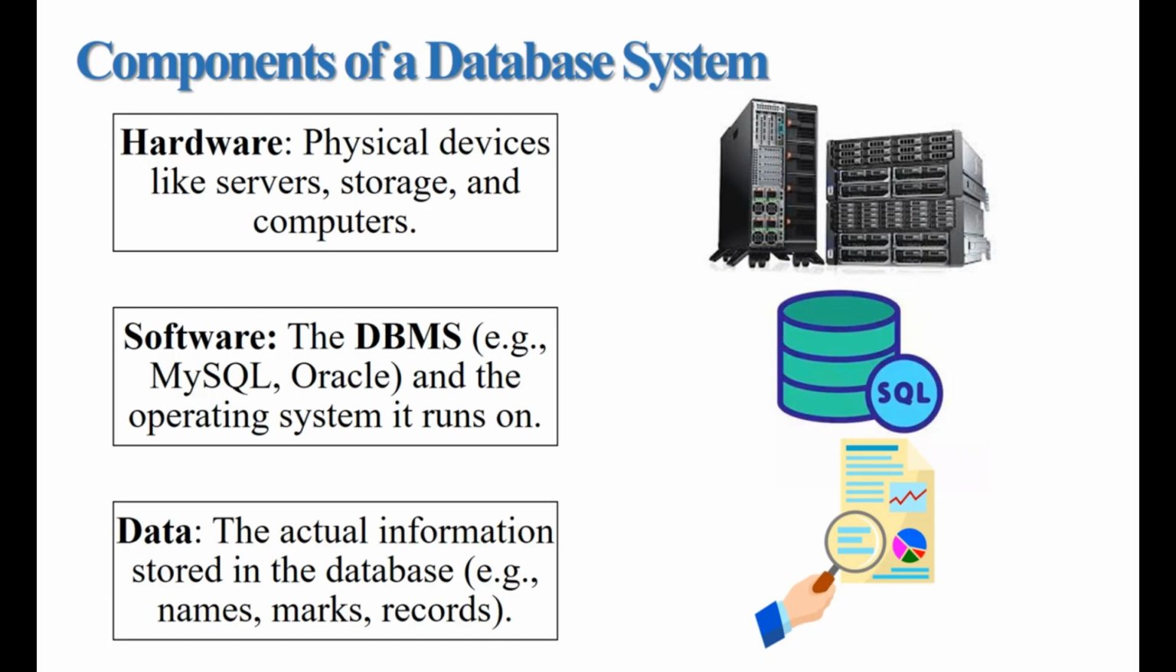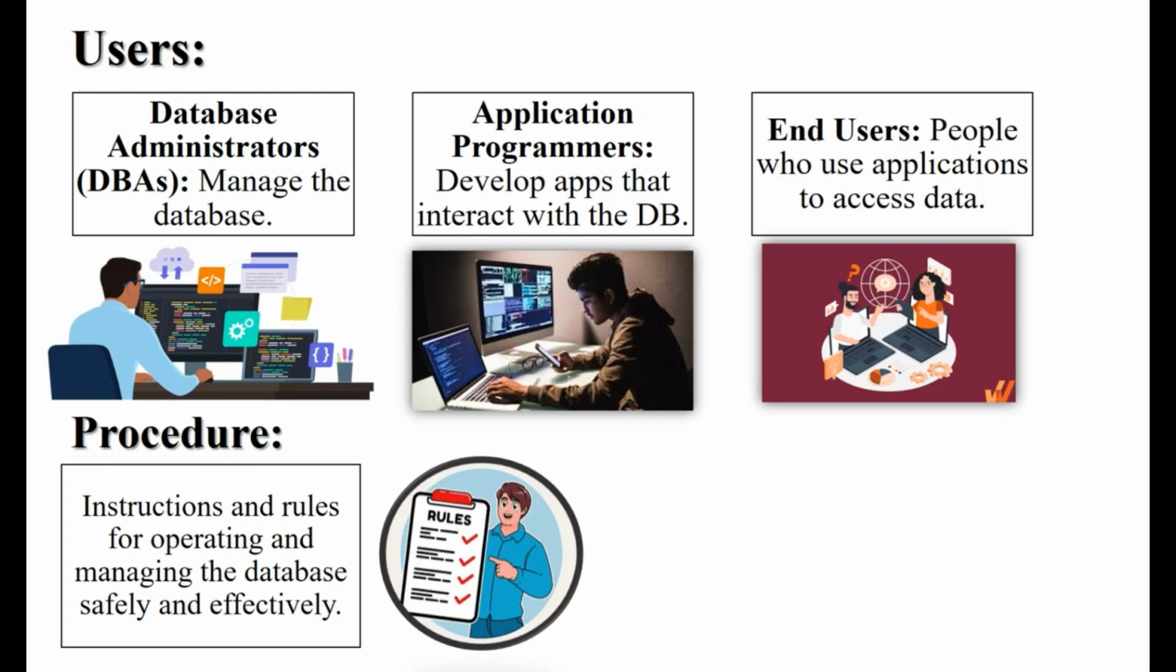Third is data, the actual information stored in the system like names, orders, prices, images, etc. Data is the most important part of any database. Then we have users. There are three main types. First is the database administrators, who manage and control the database. Second is the application programmers or developers. They build applications that use the database. And third is the end users, people who use applications to access the data, like customers, students, staff, etc.